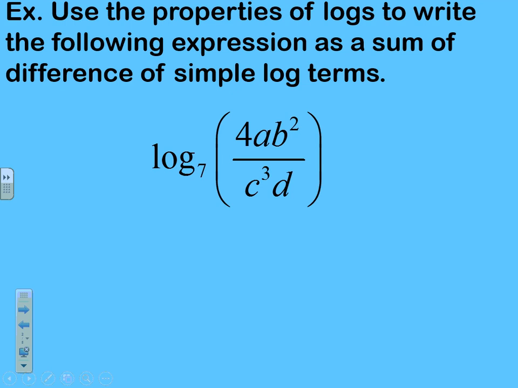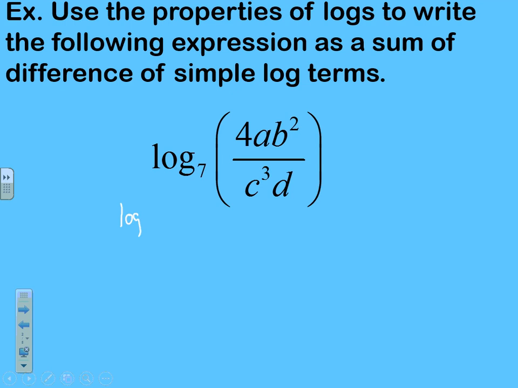So what we see is in the log, in the parentheses, we actually have 3 terms in the numerator that are being multiplied, and in the denominator we have 2 terms that are being multiplied. So what we need to do is separate the numerator and the denominator with some kind of subtraction, because they're being divided one to the other.